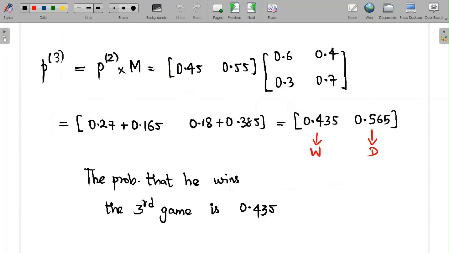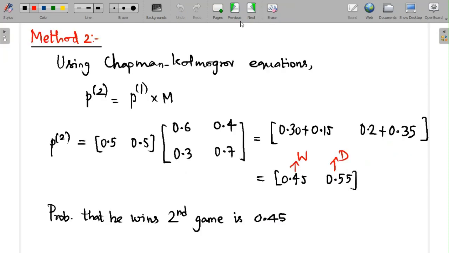And to find the chance that he wins the third game, we need P3, and to find P3, we need P2. That's again an answer we just found out. So multiplying P2 by M, we get the probabilities as 0.435 and 0.565. 0.435 is the probability that he wins the third game, and 0.565 is the probability that he loses the third game. We talked about winning, therefore the answer is 0.435. But since this matrix is of a very small order, we could also arrive at the same answer by multiplying the matrices.